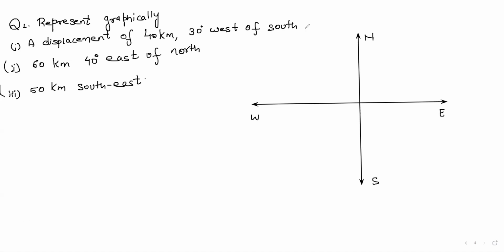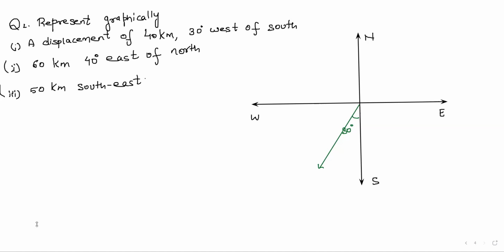Okay, very good. Now the first one, displacement of 40 kilometer, 30 degree west of south. So this is south. Where do you have to go? 30 degree from south towards west. So this is this, and this angle is 30 degree. Was everyone's answer the same? Yes, sir. Okay, good. Then please do the second and third, and let me know.